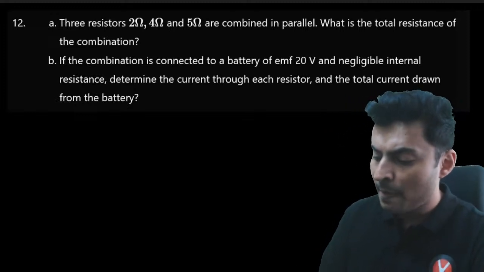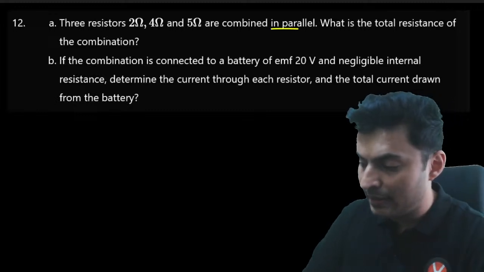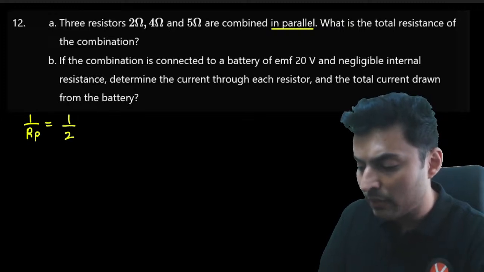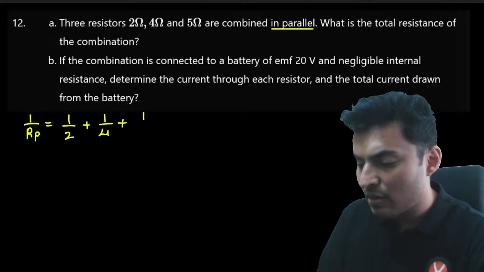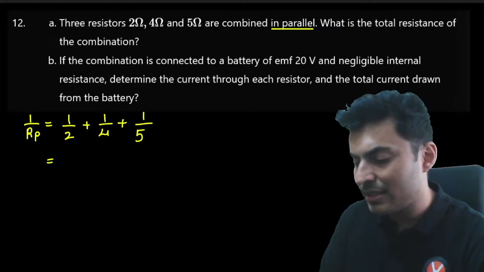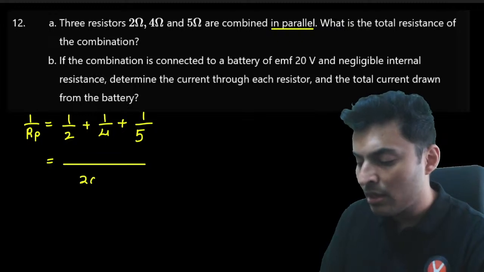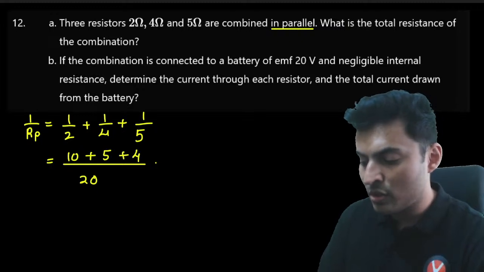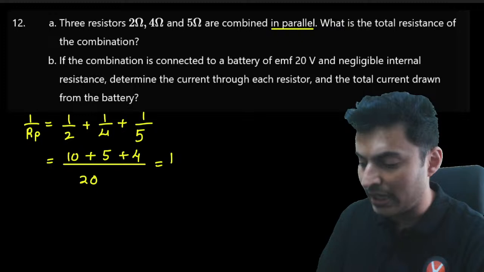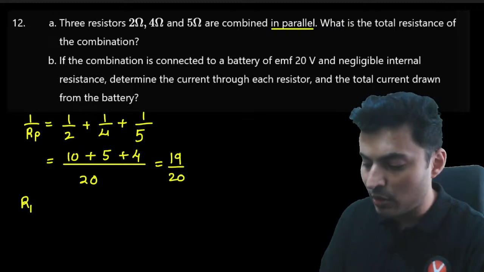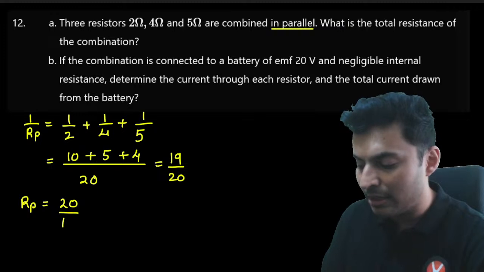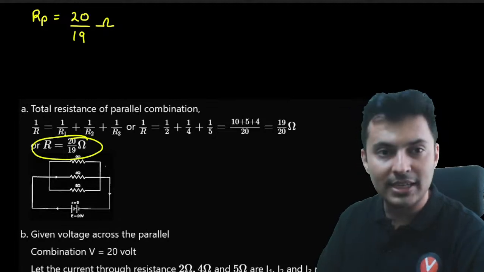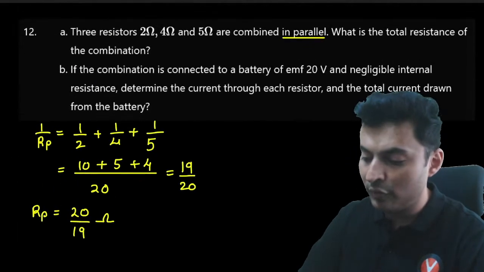See guys, for the first part, because they are connected in parallel, just use this formula: 1 by Rp is equal to 1 by R1 plus 1 by R2 plus 1 by R3. You can clearly see the LCM is 20. 2 goes into 20 10 times, 4 goes 5 times, 5 goes 4 times. So it will be 10 plus 5 is 15, plus 4 is 19. So 19 by 20. The equivalent resistance will be 20 divided by 19 ohms. That is the first answer. So the first part is done.